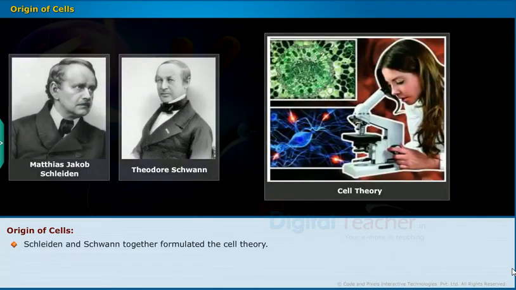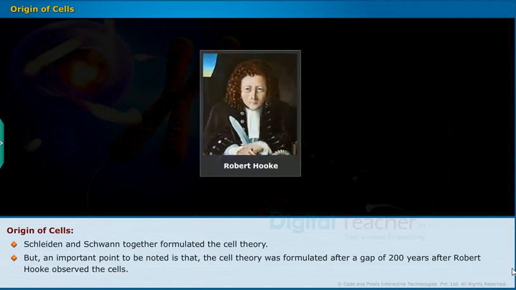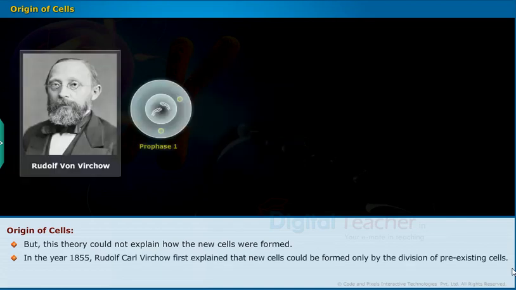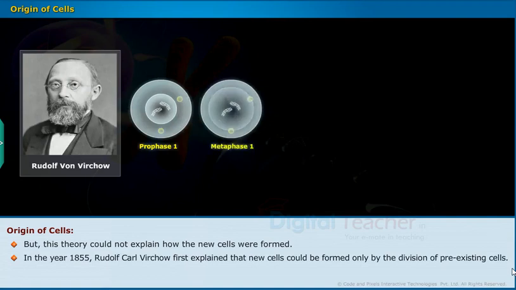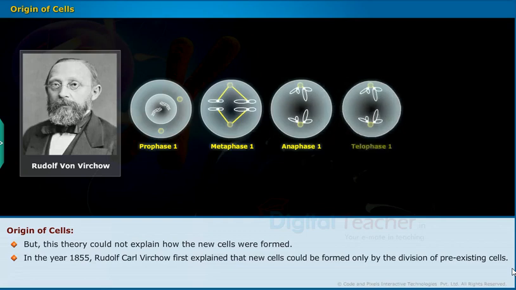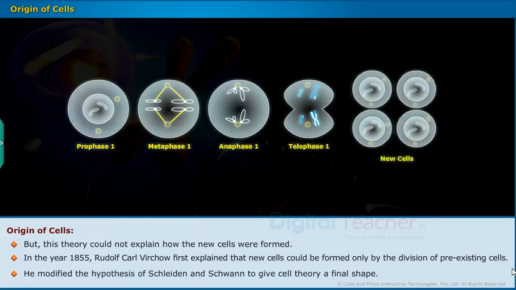Schleiden and Schwann together formulated the cell theory. But an important point to be noted is that the cell theory was formulated after a gap of 200 years after Robert Hooke observed the cells. But this theory could not explain how the new cells were formed. In the year 1855, Rudolf Karl Virchow explained that new cells could be formed only by the division of pre-existing cells. He modified the hypothesis of Schleiden and Schwann to give cell theory a final shape.